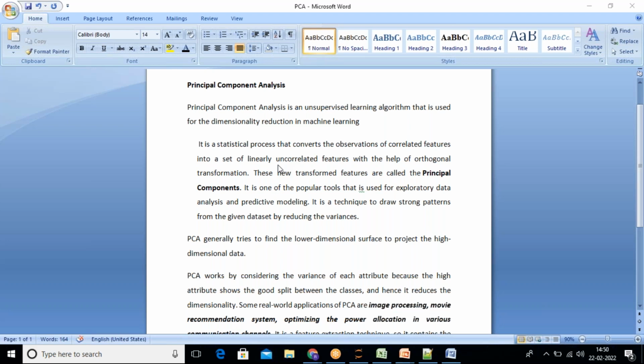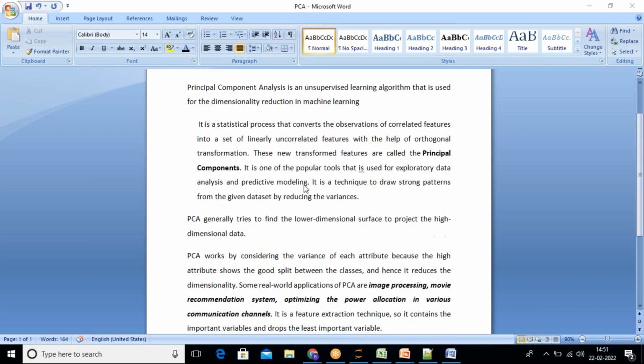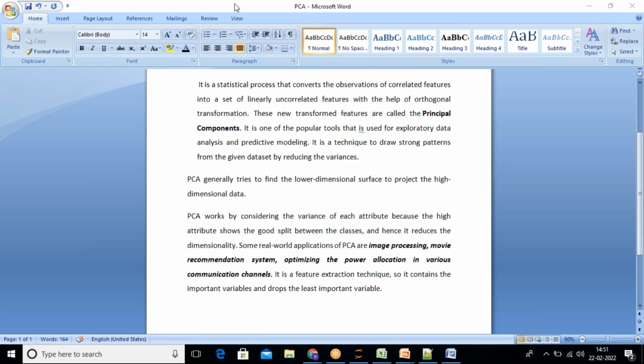So PCA basically tries to find a lower dimension from a higher dimension. It can be used during image processing. It can be used for movie recommender systems. It is used to optimize the power allocation in various communication channels, and all these things are basically its uses. Getting the point?